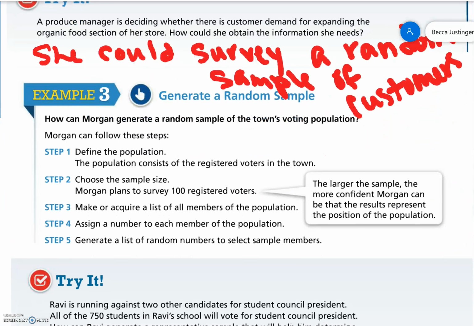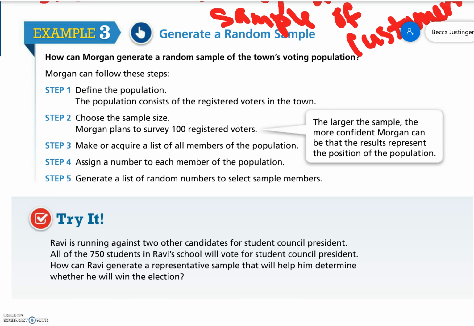So example number 3, generating a random sample. How can Morgan generate a random sample of the town's voting population? Morgan can follow these steps. Step 1, she's going to define the population. The population consists of all the registered voters in the town. So the first thing we're going to say is, okay, who's the population? Who is everyone we're talking about? Well, everybody who's registered to vote. We wouldn't want to talk to anybody who's not registered to vote because their opinion doesn't matter.